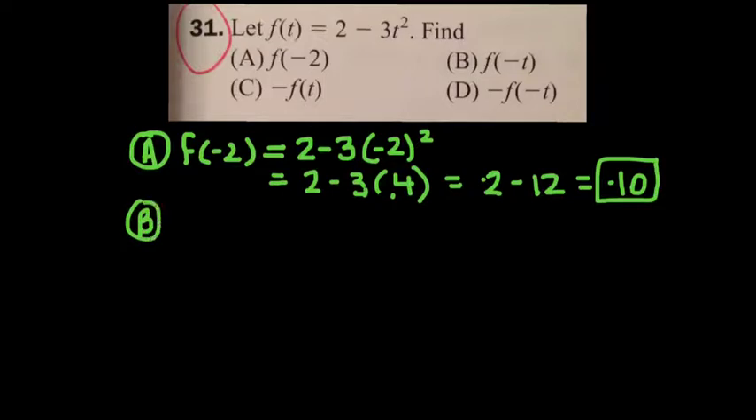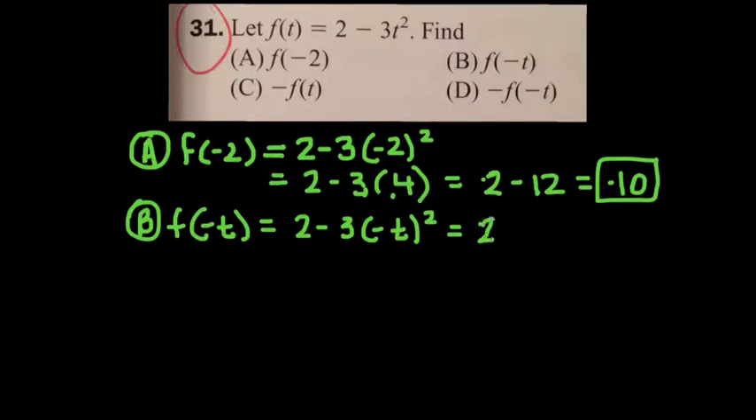For part B, I'm asked to find f of the opposite of t. So this one's a little bit different. Instead of plugging in a t, I want to plug in the opposite of t, which I can also think of as negative 1 times t. So that gives me 2 minus 3 times the opposite of t squared. Well, again, I would do those exponents first.